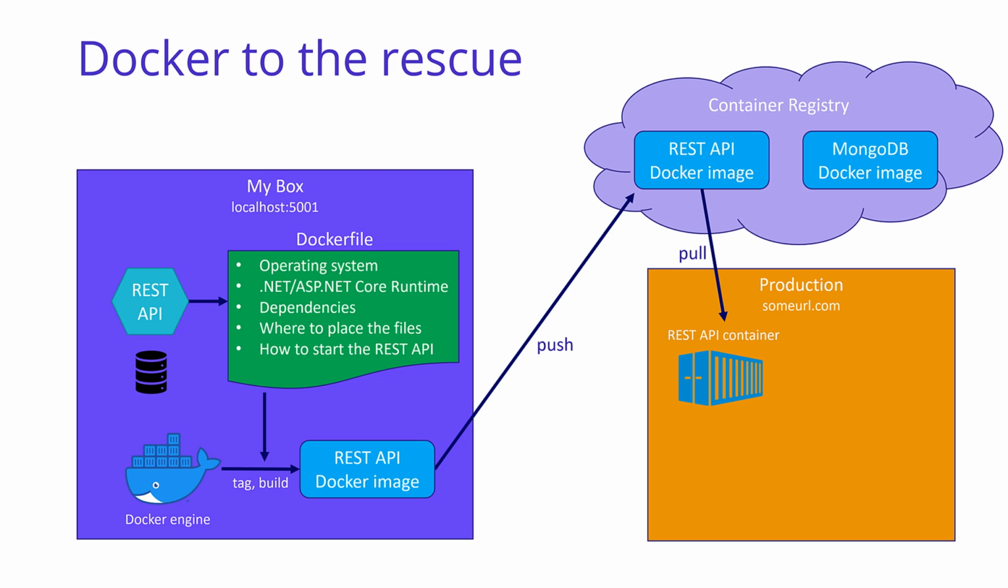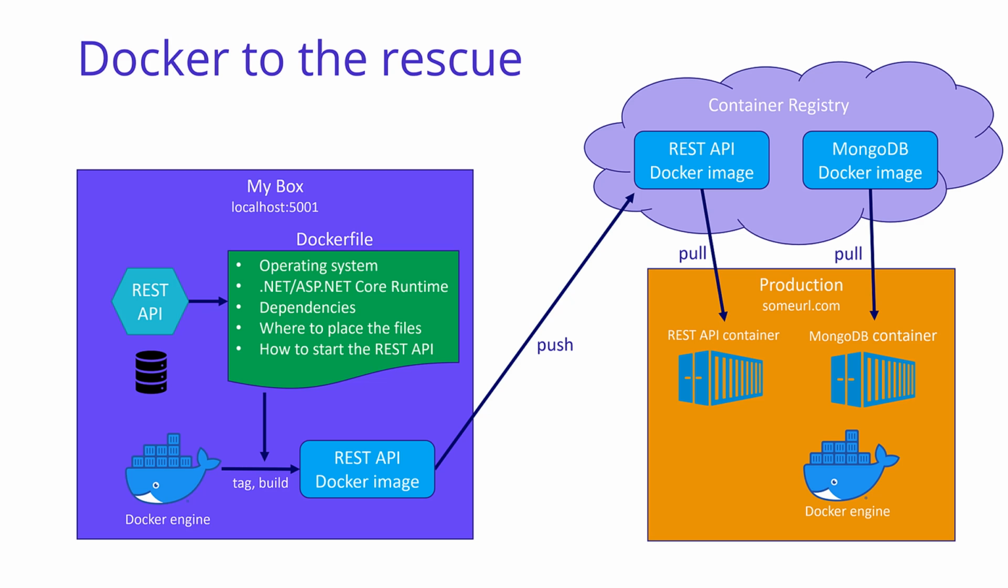And just like how we stand up the Docker container for the REST API, we can stand up the Docker container for our MongoDB Docker image. And then, of course, these containers can talk to each other. And all of this magic only works because you also have the Docker engine, the same Docker engine that you have in your box, available in the production environment.